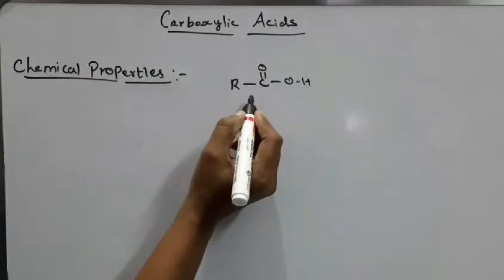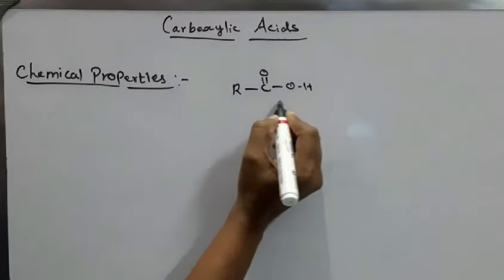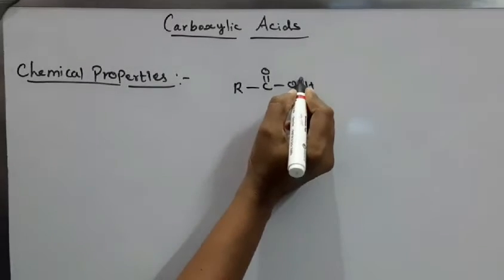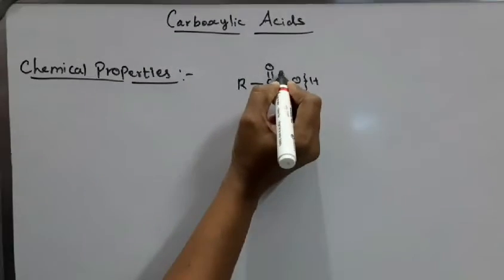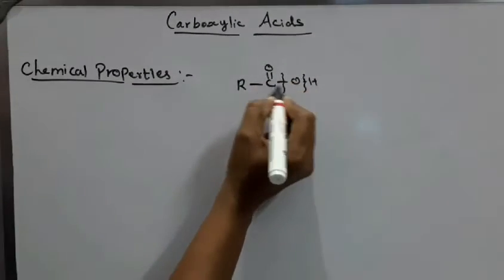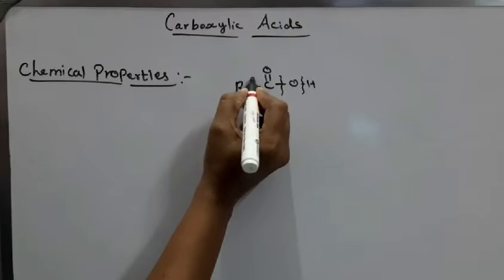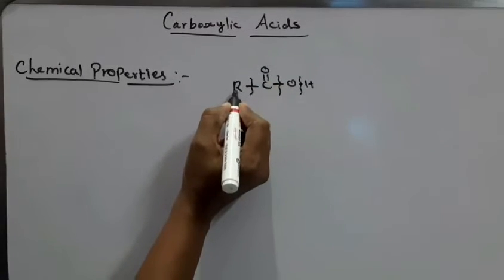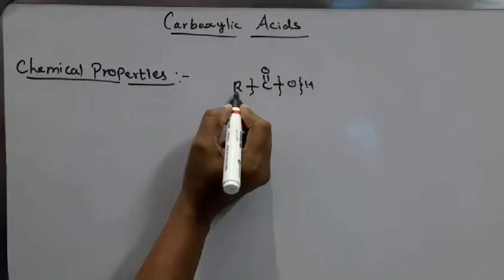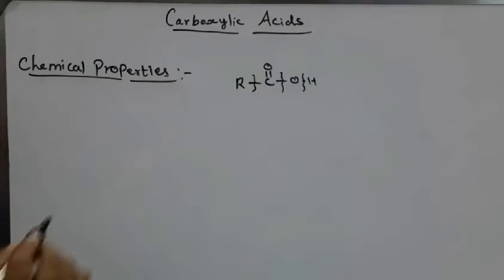In studying the chemical properties of carboxylic acids, we are going to study the reactions due to cleavage of the OH group, and second, the reaction due to cleavage of the C-O group. And the reaction due to cleavage of the alkyl group with the carbonyl group. Finally, we are studying the reaction with the alkyl group. So these are the topics we are going to study.